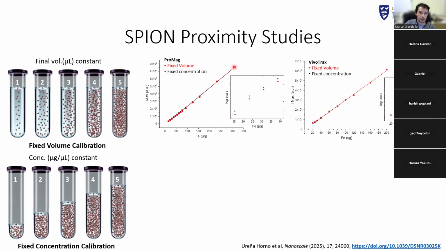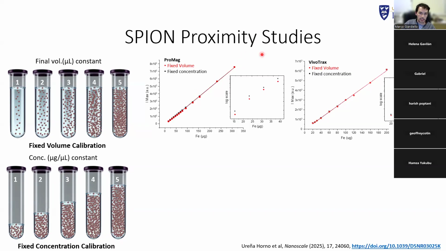So obviously the first one here is exactly the same. We did it for Promag, we did it for Vivotrax. They are going to give you exactly the same signal. But as you start to dilute, you get a little bit of a divergence between the two, and it doesn't pass through the origin because you're not ever going to get zero amount of magnetic stuff. A lot of people who do their bio experiments will adopt this method, but actually you could be just slightly inaccurate while you're doing it.